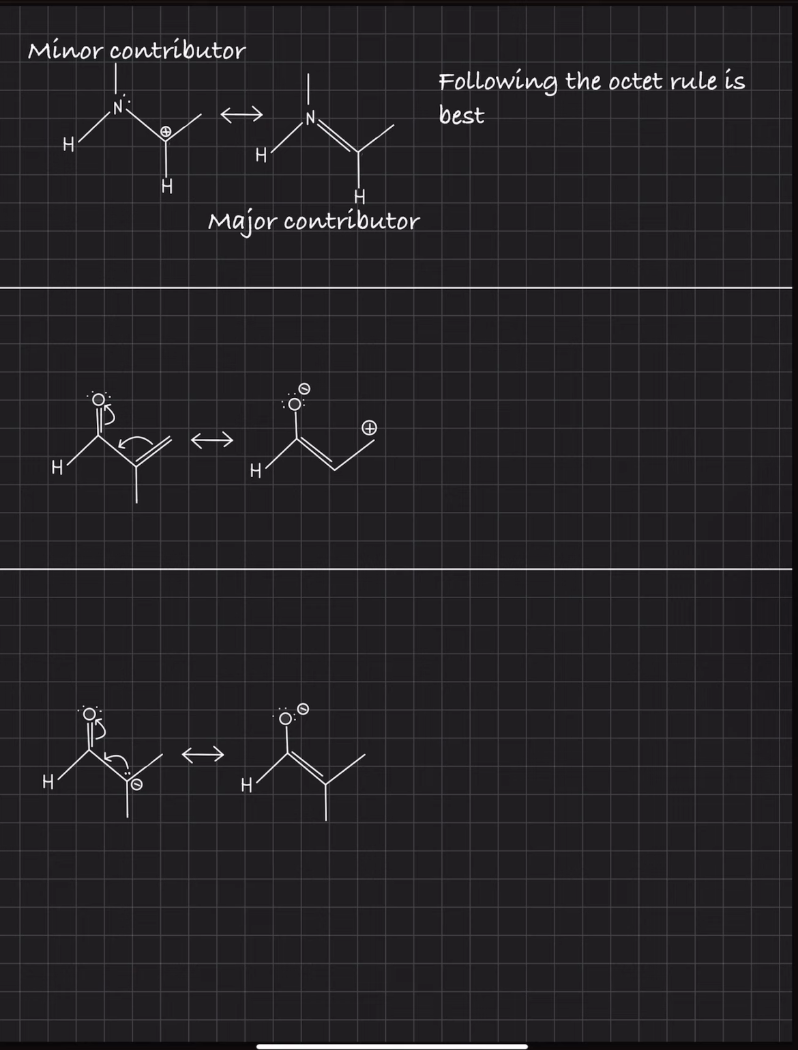Okay, rule number 2. If you look at this next example, you can see that on the left structure, there is no formal charge whatsoever. If you don't know what formal charge is, go check out my video on that and come back to this one. The one on the right, you can see that oxygen has a negative charge and the carbon has a positive charge. So which one is going to be the major structure? Which one's going to be the minor structure? The major structure is going to be the one with no formal charge. So that is the second rule. No formal charge is better.